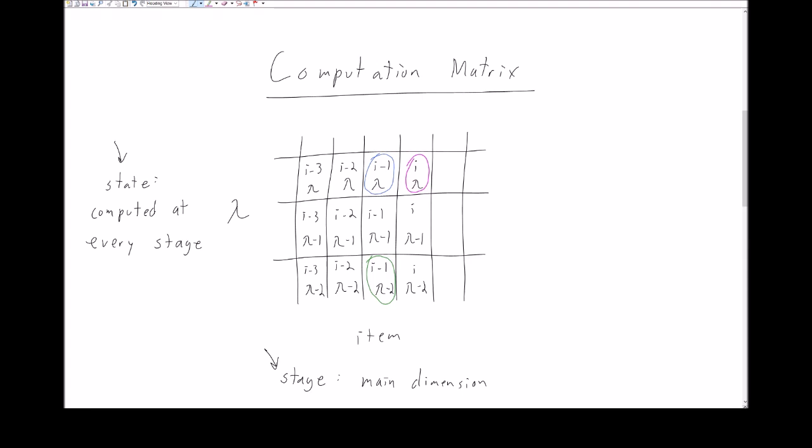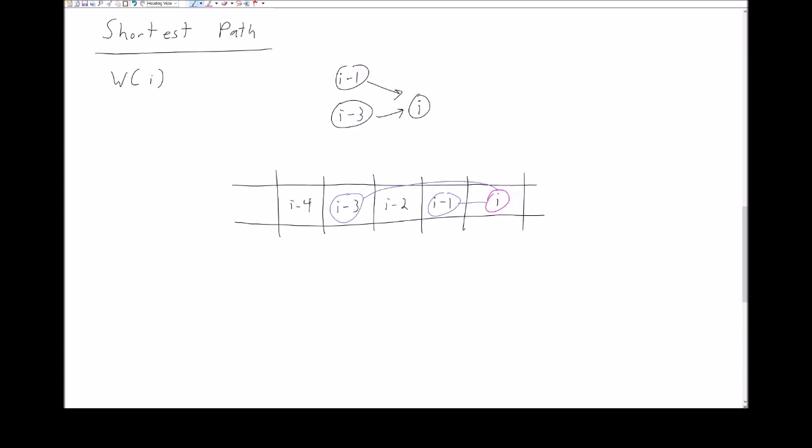The computational matrix is essential for very high dimensional problems. In this case, it's just useful for the two-dimensional problem. We could have done it without it, but it is a useful tool. We can also apply the idea of the computational matrix to a one-dimensional problem. Recall that in the shortest path problem, our subproblem was looking at the shortest path from S to i. When we did this, there's only one dimension to our subproblem, the index i.